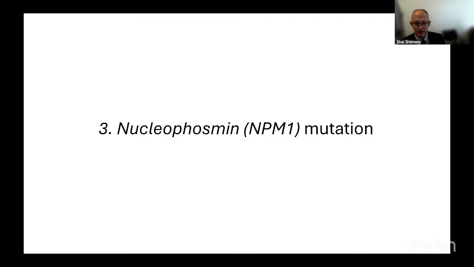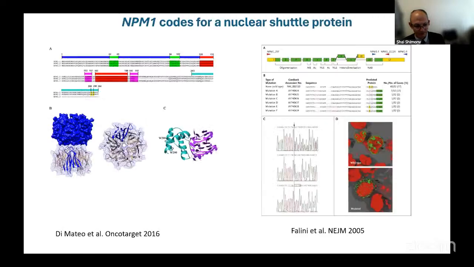And now we can dive into the main reason why we're here, nucleophosmin mutation, or NPM1 mutation. So NPM1 codes for a shuttle protein that lives in the nucleus of the cell. And in 2005, Falini and his colleagues showed that, A, NPM1 mutation is very common in AML, and B, that this is a crucial part in generating AML.